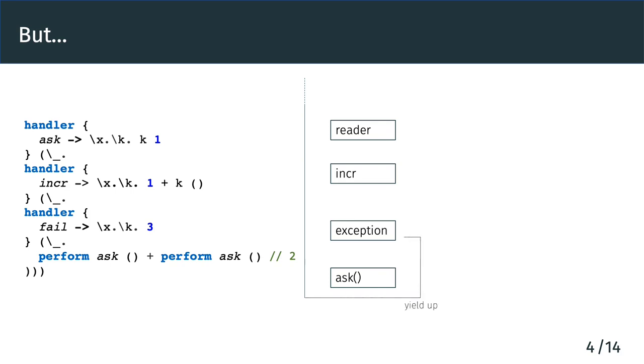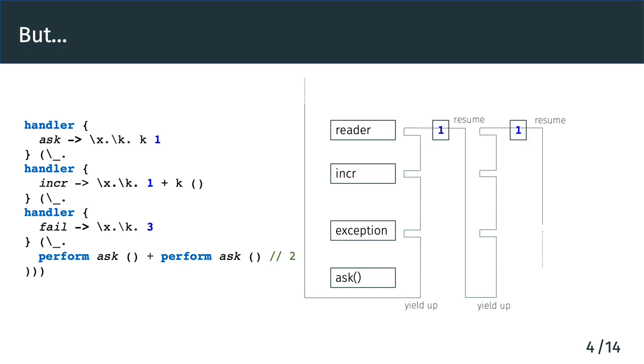Thus, we yield up to the evaluation context and hope to find a reader handler. The innermost handler is an exception handler, which is not useful in this case. We keep going up and find an inc handler, which is again not useful in this case. Finally, we reach a reader handler, which says that we should always resume with integer 1. Now we need to resume and go back to where the operation is handled. And this is where we hit the second ask. Now we need to repeat the whole process again by first yielding up and then resuming.